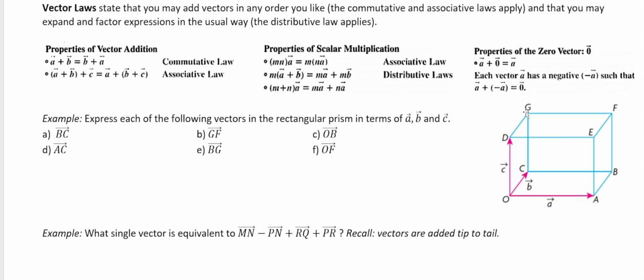Okay, so right here we've got basically a 3D prism. We have vector A running along the base from O to A, vector B running from O to C, and vector C running from O to D. Express each of the following vectors in the rectangular prism in terms of A, B, and C. So if I want to go from B to C, I'll show you right here. B to C is the same in magnitude as C to B, which is the same as A. However, it's in the opposite direction. So B to C is the same magnitude as A, but in the opposite direction. So we just say negative A.